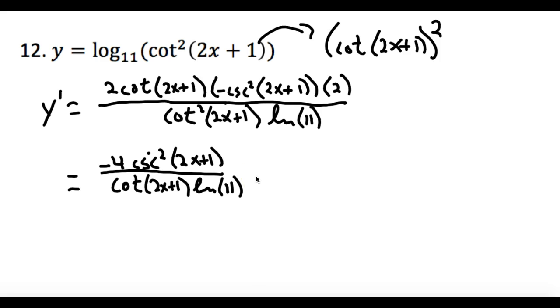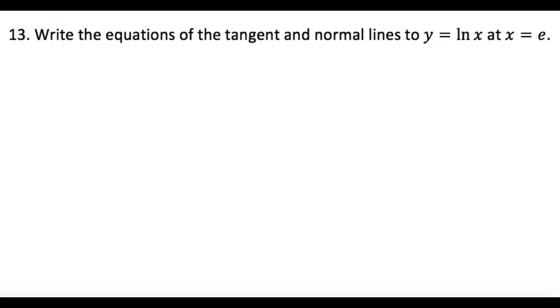All right. So let's take a look at a couple of final problems here. Right, we can always throw in equations of tangent and normal lines. So here, my function is just natural log of x, and I want to find the equation of the tangent and normal lines to that at x equals e. So to find the equation of a tangent line, I need the slope and I need a point. So let's find the slope first. To do that, I need to find the derivative.